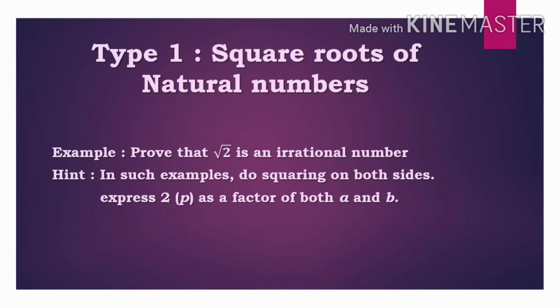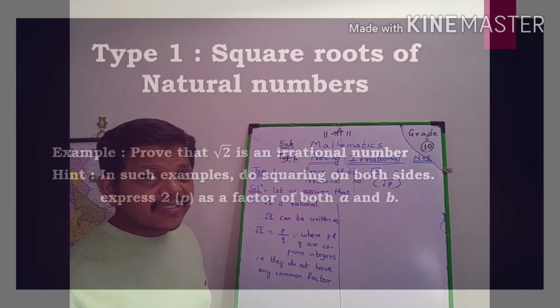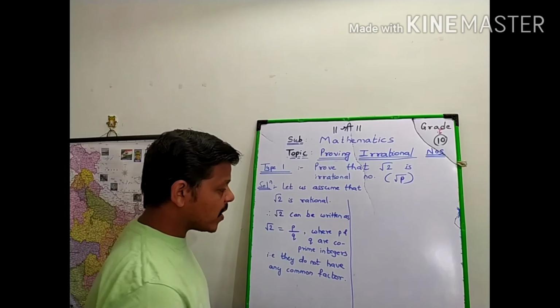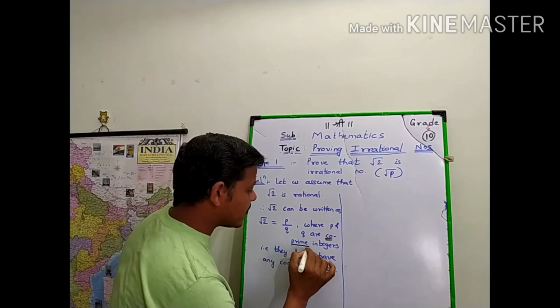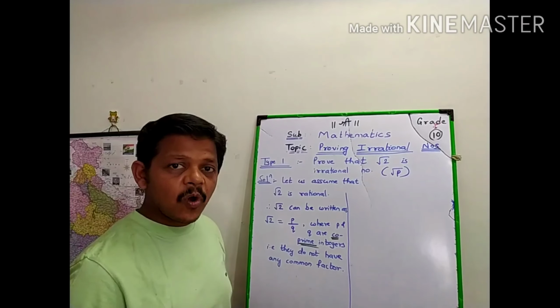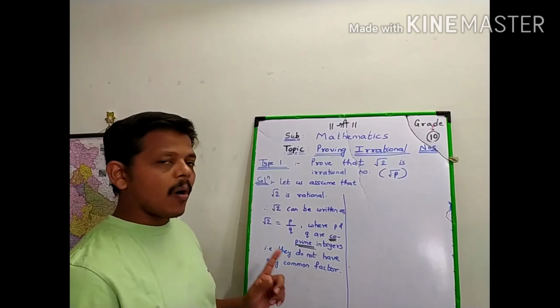So if root 2 is a rational number, we can write root 2 as p upon q. Our rational number form is p upon q. This is very important, where p and q are co-prime. Co-prime integers means what? They do not have any common factor.